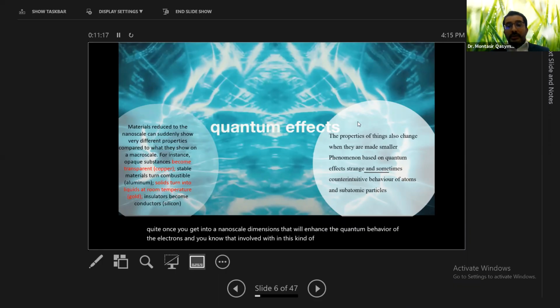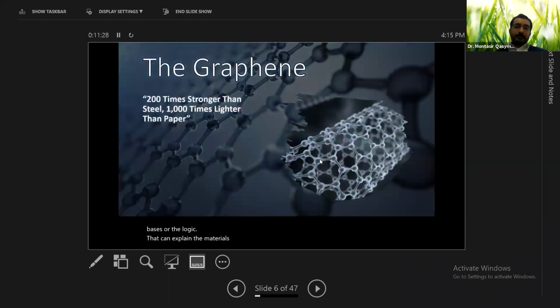So the properties of things also change when they are getting smaller. Quantum effects, as we said, are the basis or the logic that can explain the material's behavior at that level. So as an electrical engineer, one of the first things that come to your mind is graphene.